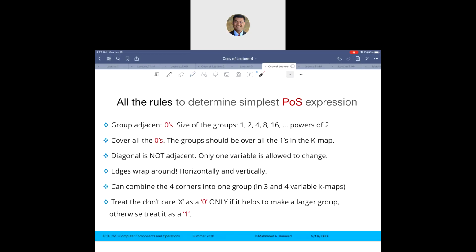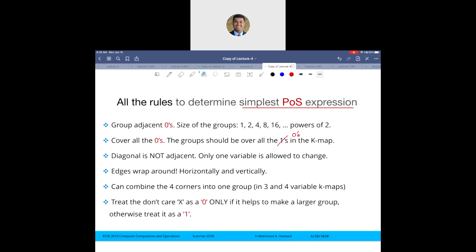So you're grouping adjacent zeros here. The size of the groups still needs to be a power of 2. You need to cover all the zeros. This also needs to change. The group should be all over the zeros. And then treat the don't care as a 0 only if it helps you make a larger group, otherwise treat it as a 1. So all the zeros and ones are flipped. That way you get the simplest product of sums expression.